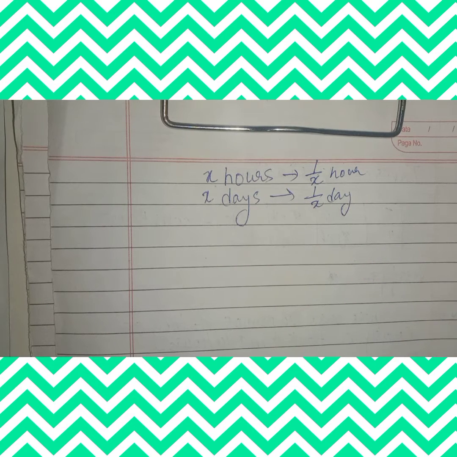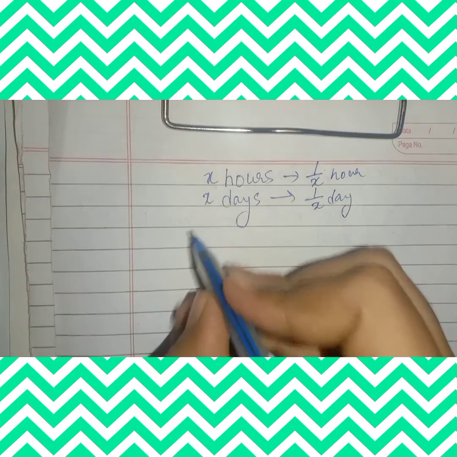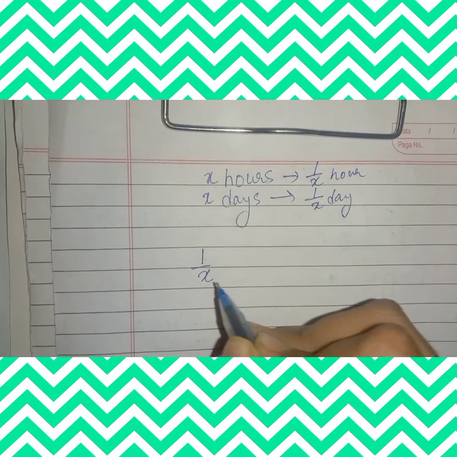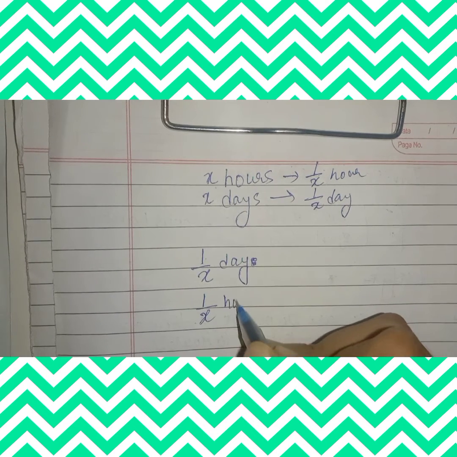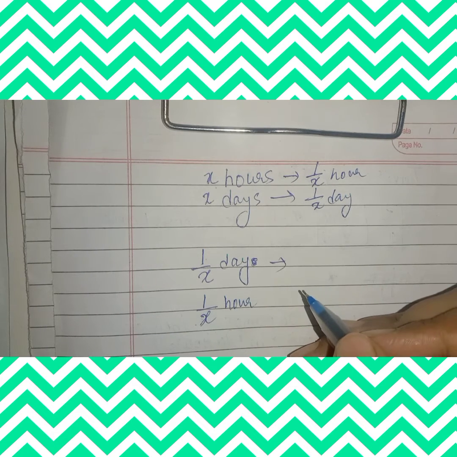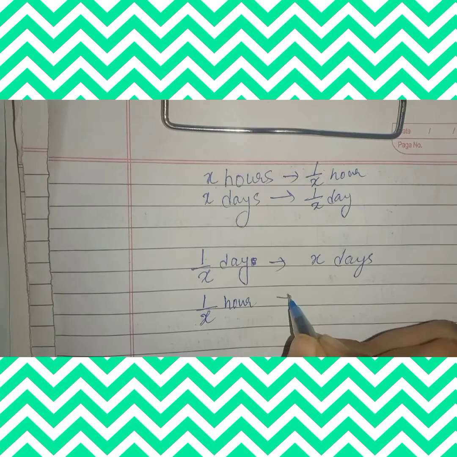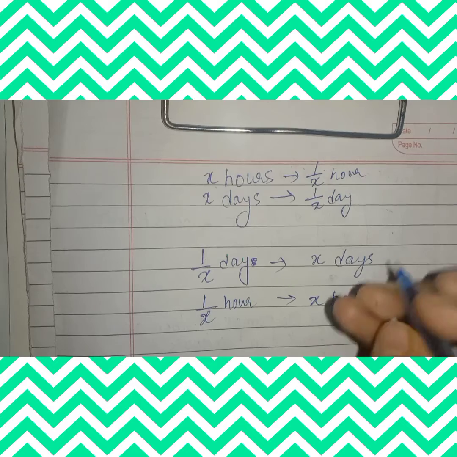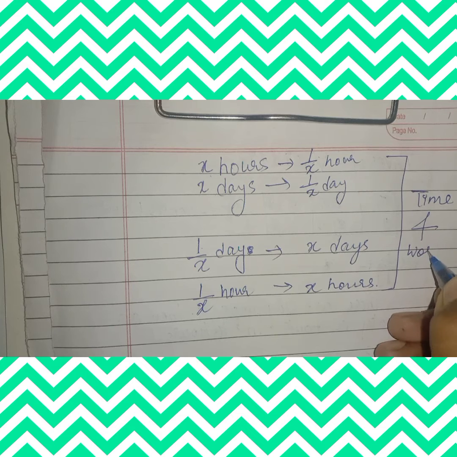Now the second rule is, conversely, if a person does 1 upon x of the work in 1 day, then he will complete the work in x days. This means the same thing: if a person does 1 upon x of the work in a day or an hour, then his total time will be x days or x hours. This was all about time and work.